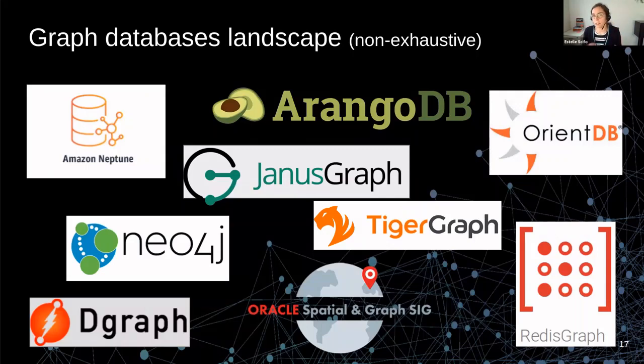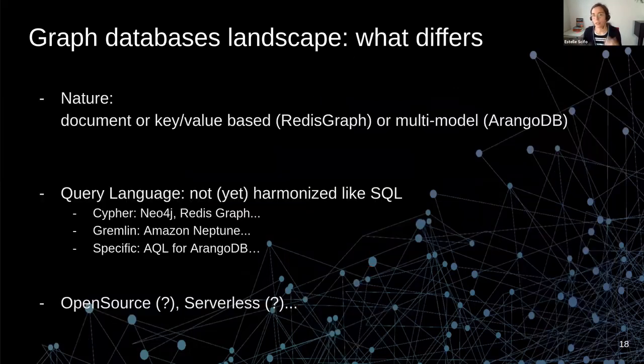Trying to draw a full and exhaustive landscape of graph databases is nearly impossible. But here I just wanted to show you that there are many actors on the market. Amazon has its own flavor of graph database, Redis, and that's only the ones I've heard of. So there are many, many others.